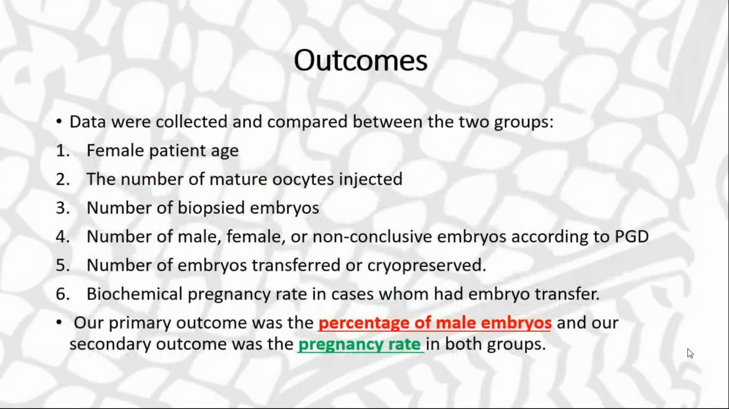The data collected were the female patient age, the number of mature oocytes injected, the number of biopsied embryos, the number of male, female, or non-conclusive embryos as a result of the PGD, the number of embryos transferred or cryopreserved, and the number of cases that had a biochemical pregnancy. Our primary outcome was the percentage of male embryos in both groups, and our secondary outcome was the pregnancy rate in both groups. Next.